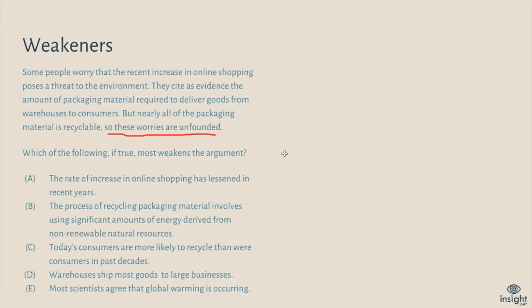Okay, now we have to weaken this argument with one of the answer choices. Let's take a look. A. The rate of increase in online shopping has lessened in recent years. This doesn't strike me as a weakener at all.